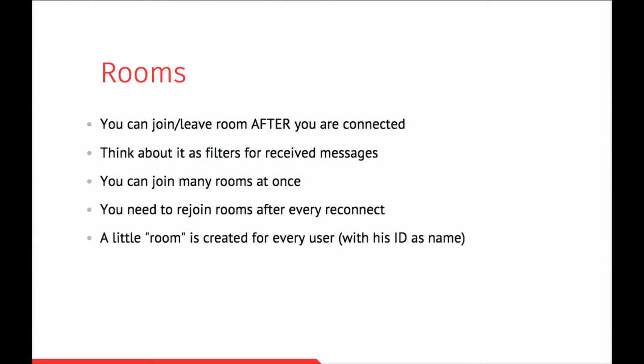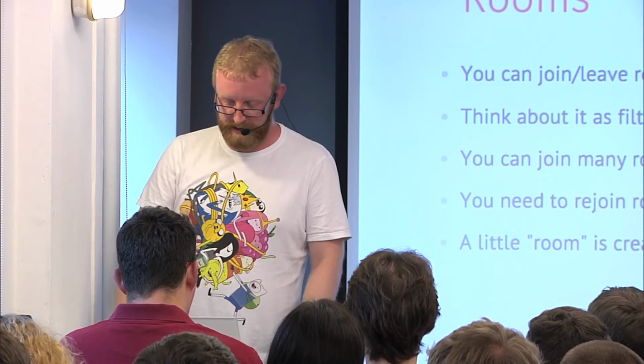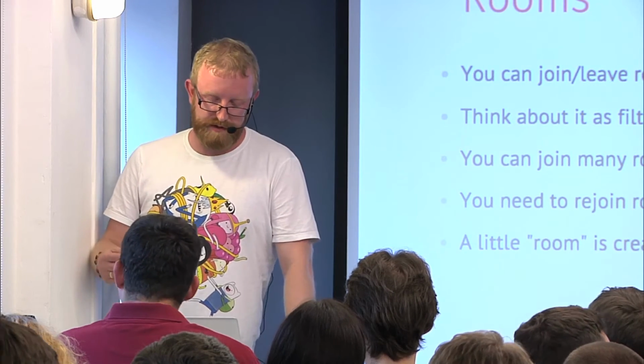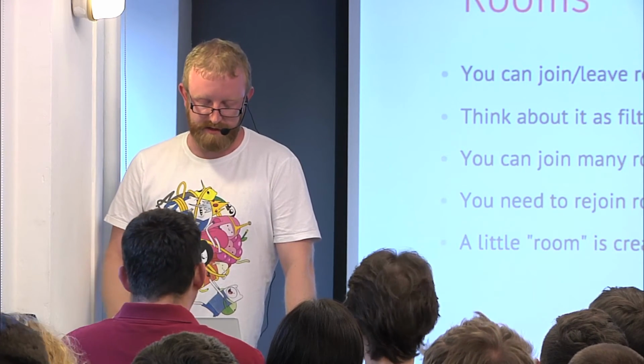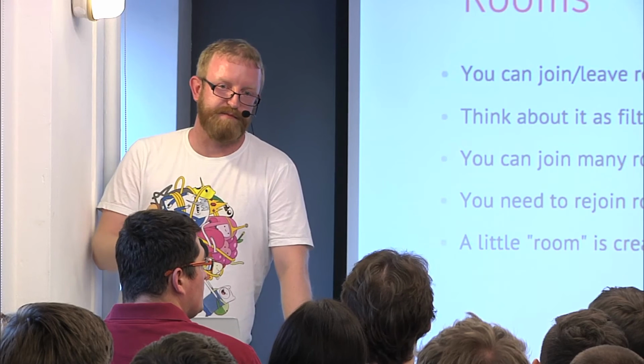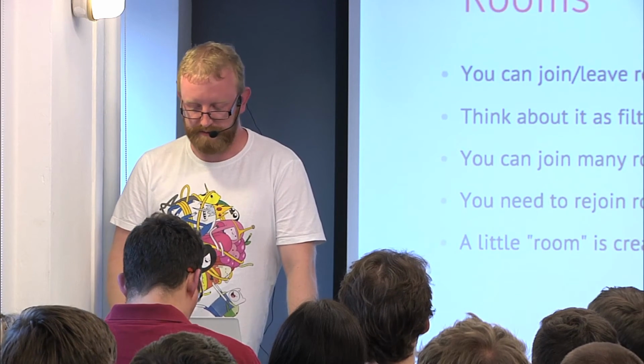There are also rooms, which you can join after you connect to the namespace. So it is a second tier of splitting your connection. So you can think about it as filters for receiving messages from your namespace. You can join many rooms at once, as well as you can join many namespaces at once, but also you can join multiple rooms in every namespace you connect to. The important difference is that you need to rejoin all the rooms you were in to receive messages after every reconnect. This is different from namespaces because when you connect to the namespace, you are connected, and when you join rooms, you first need to connect and then you need to join.